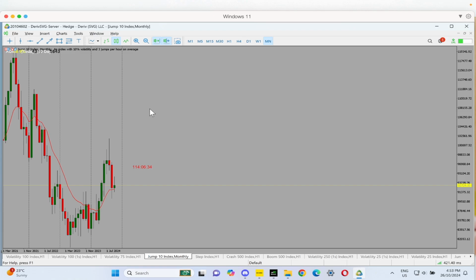For example, here you can see that there's a small W between March 2023 and July 2024. So you might think, oh, well, maybe Jump 10 Index is a buy. Well, I would also think the same thing. That's true. But we want to go to the smaller time frames and see if they are also aligned to what we're seeing in higher time frames.